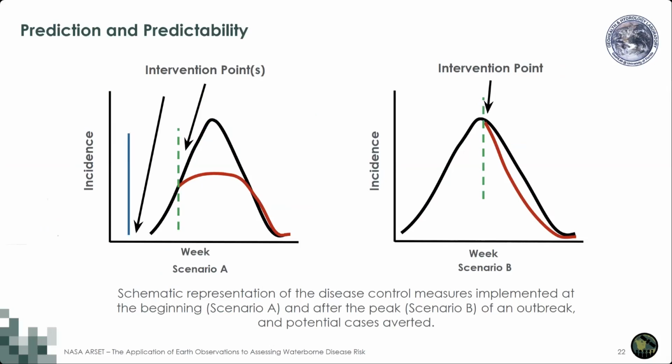Our goal is to have an epidemic curve that looks more like scenario A, where we intervene before the actual outbreak is at its worst, through prediction of when the outbreaks will happen and when they will be at their worst. Hopefully this reduces the actual volume of the epidemic curve and the number of people that are infected.